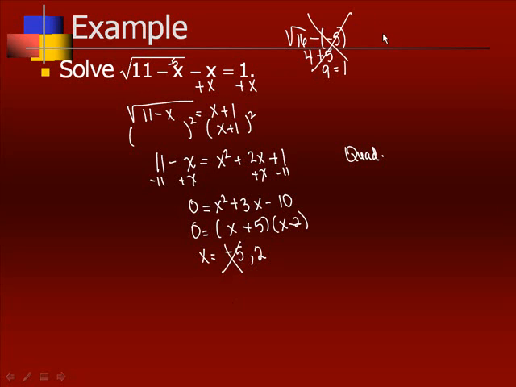Let's try 2. We get 11 minus 2 is 9, so that's the square root of 9, minus 2, which would be square root of 9 is 3, minus 2, which is 1. So we get 1 on the left side, 1 on the right side, which means 2 works. So technically, our solution is just 2.